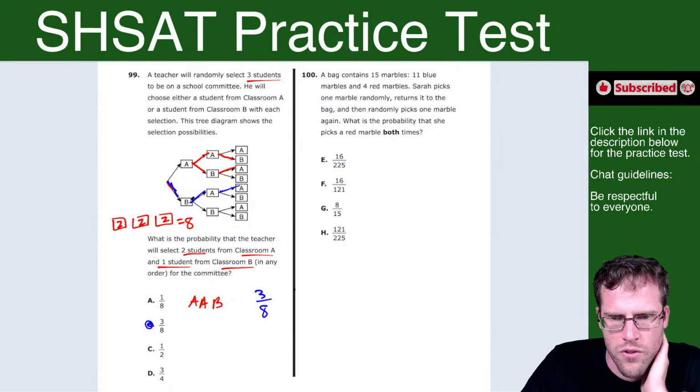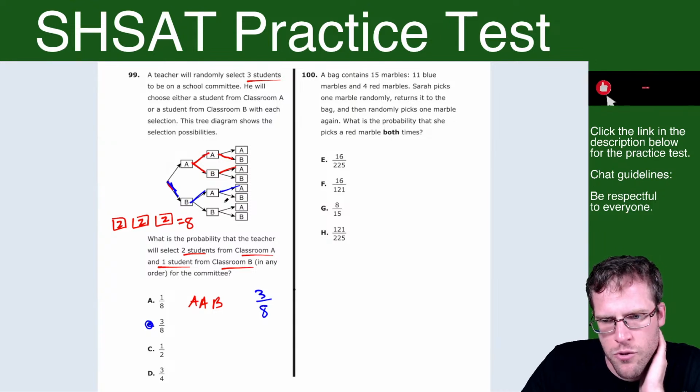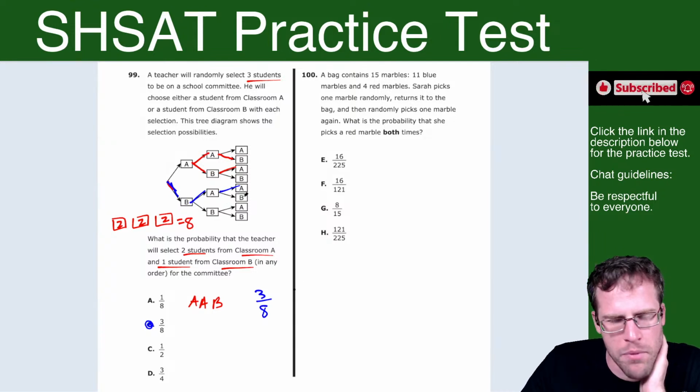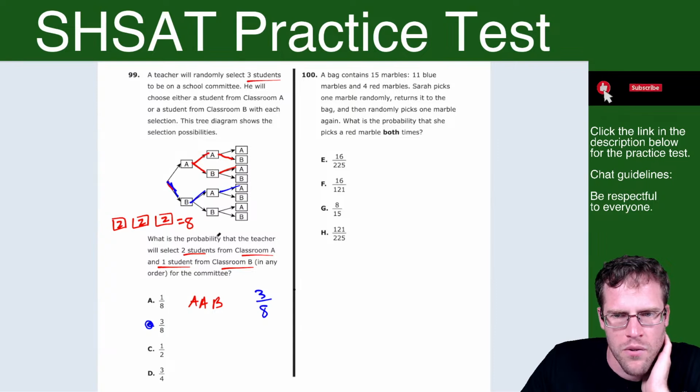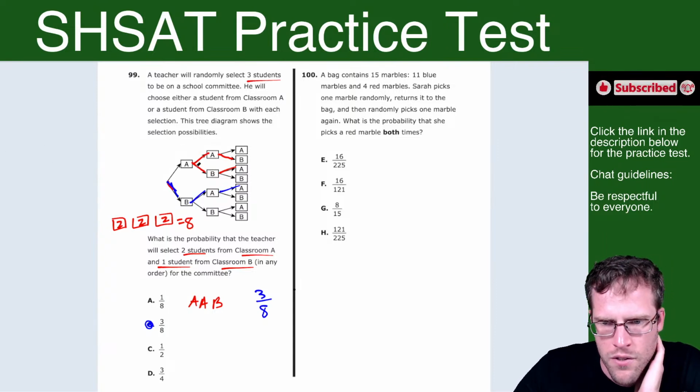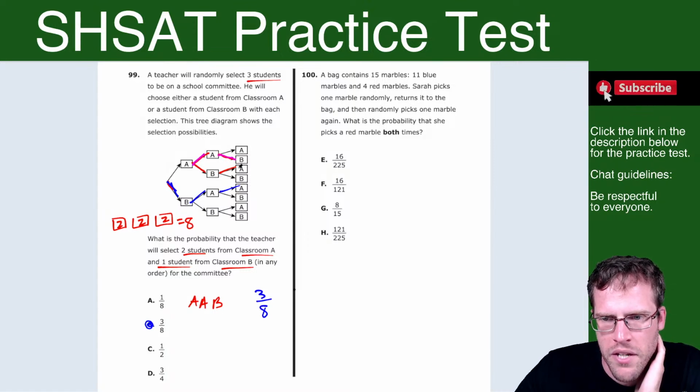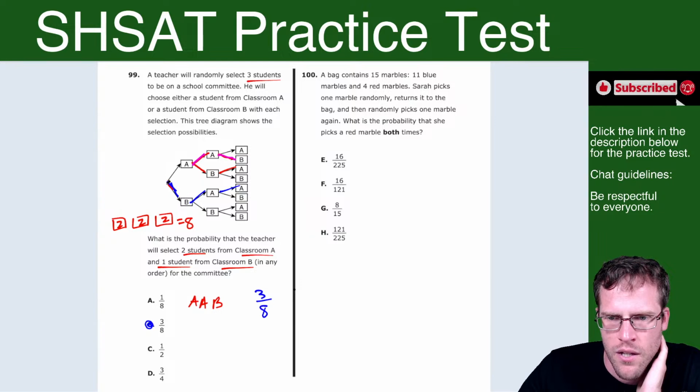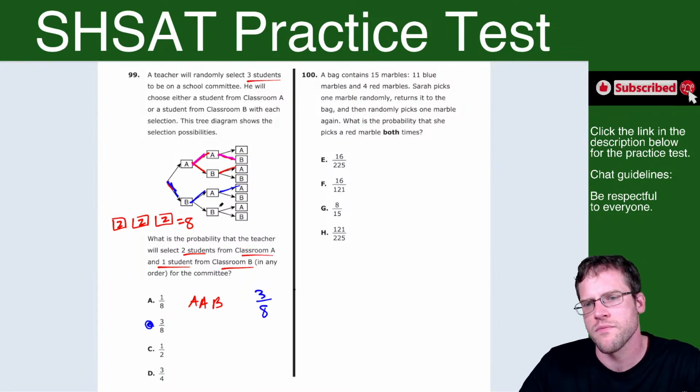Just to show why the others are no good: BBA is no good, that's 2 B's. BAB is no good, that's 2 B's. BBB is 3 B's, that's no good. All right, so we need 2 A's and a B. So that's 3 strings. I'll do them in different colors. AAB, that's 1. ABA is 2. And then BAA is the third one.